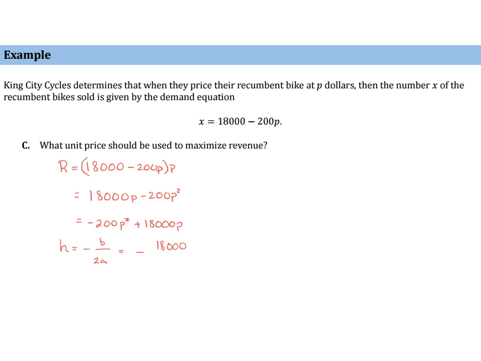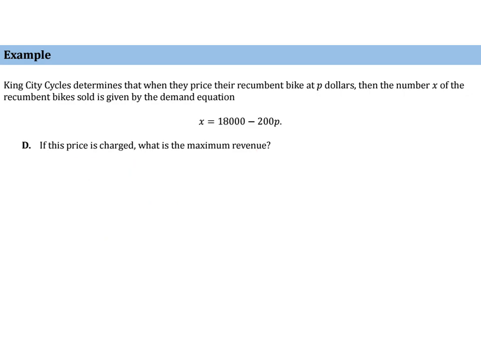will be negative 18,000 over 2 times negative 200. And this is going to be 45. So the unit price that corresponds to a maximum revenue is $45.